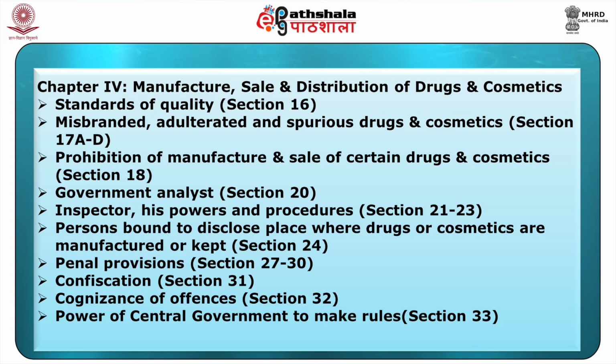Section 22 is about persons bound to disclose place where drugs or cosmetics are manufactured or kept. Sections 27 to 30 are about the penal provisions. Section 31 is about confiscation. Section 32 is about cognizance of offences, and Section 33 is about the power of the central government to make rules.